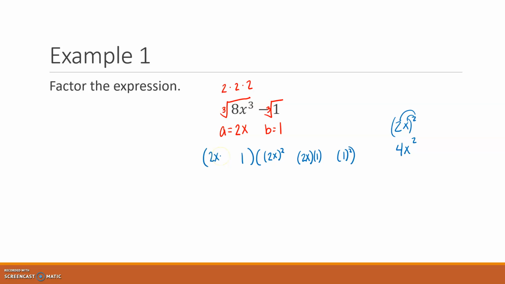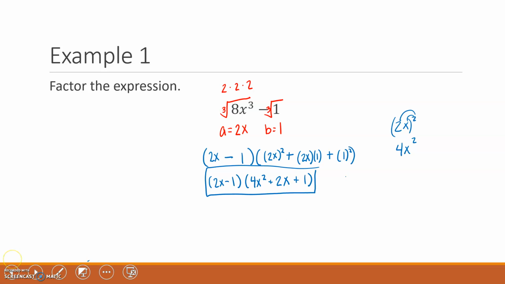So when I fill in my signs, I started with a negative. So I'm going to have the same sign here. The opposite of negative is positive, and then the last sign is always positive. So this gives me 2x minus 1, 4x squared, plus when I multiply those, I'd get 2x, and then plus 1. And that would be my final factored answer. All right, let's look at another one.